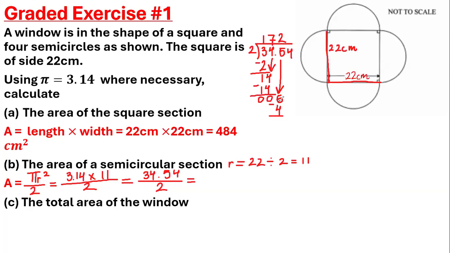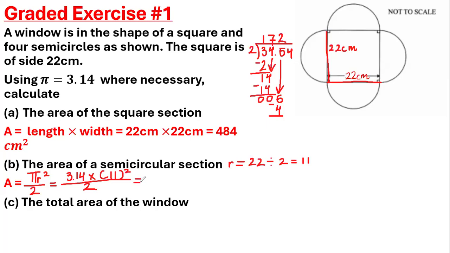3.14 times 11, divided by 2. 11 squared, Mr. Petit. You forgot to put the square. I forgot to square it. Thank you. It's a test, I just was making sure that y'all were on point. So it's 11 squared. There we go.